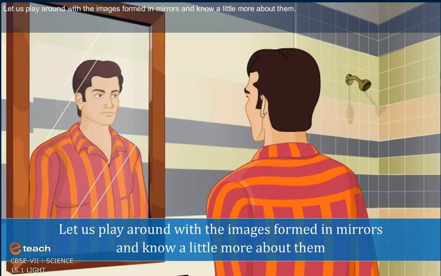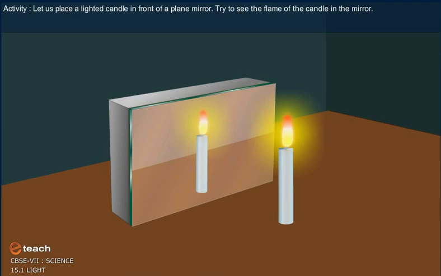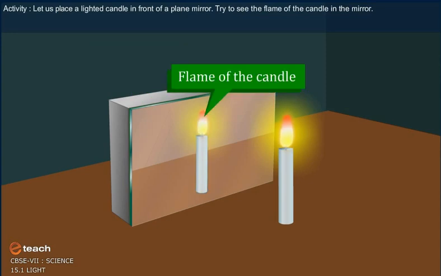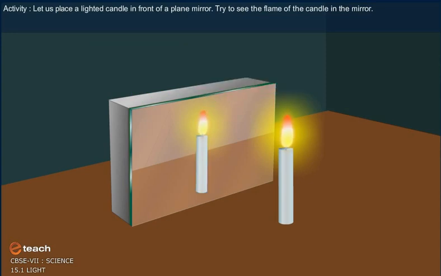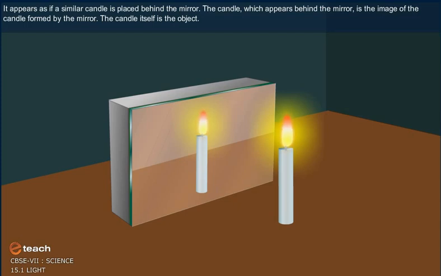Let us play around with the images formed in mirrors and know a little more about them. Activity. Let us place a lighted candle in front of a plain mirror. Try to see the flame of the candle in the mirror. It appears as if a similar candle is placed behind the mirror. The candle, which appears behind the mirror, is the image of the candle formed by the mirror. The candle itself is the object.